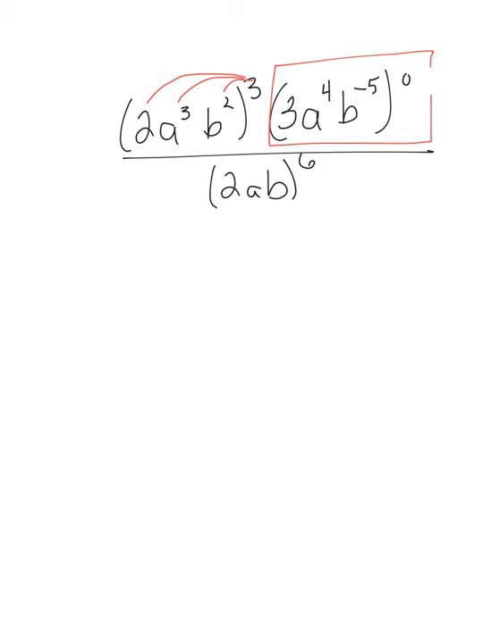The next thing that I'm going to see is that I have something in brackets being cubed, so that cubed needs to be distributed through every term in this first bracket. So I will have 2 cubed, a to the 3 times 3, so a to the 9, and b to the 2 times 3, so b to the 6. The exact same thing's going to happen to the bottom, so the 6 is going to be multiplied or distributed through to each of these terms. So 2 to the 6, a to the 6, b to the 6.